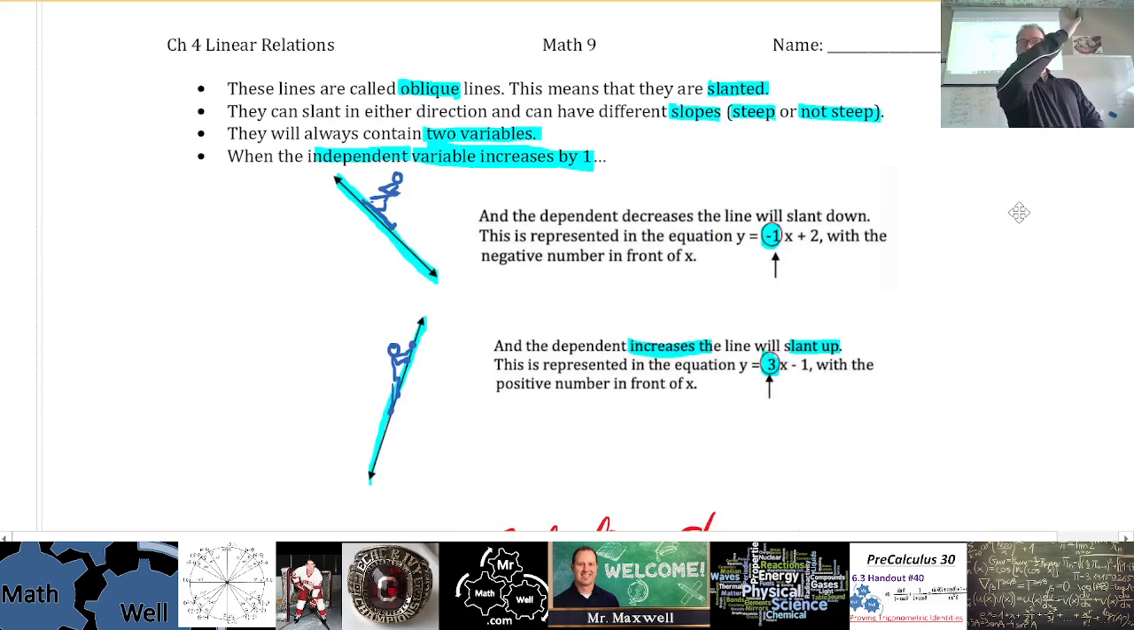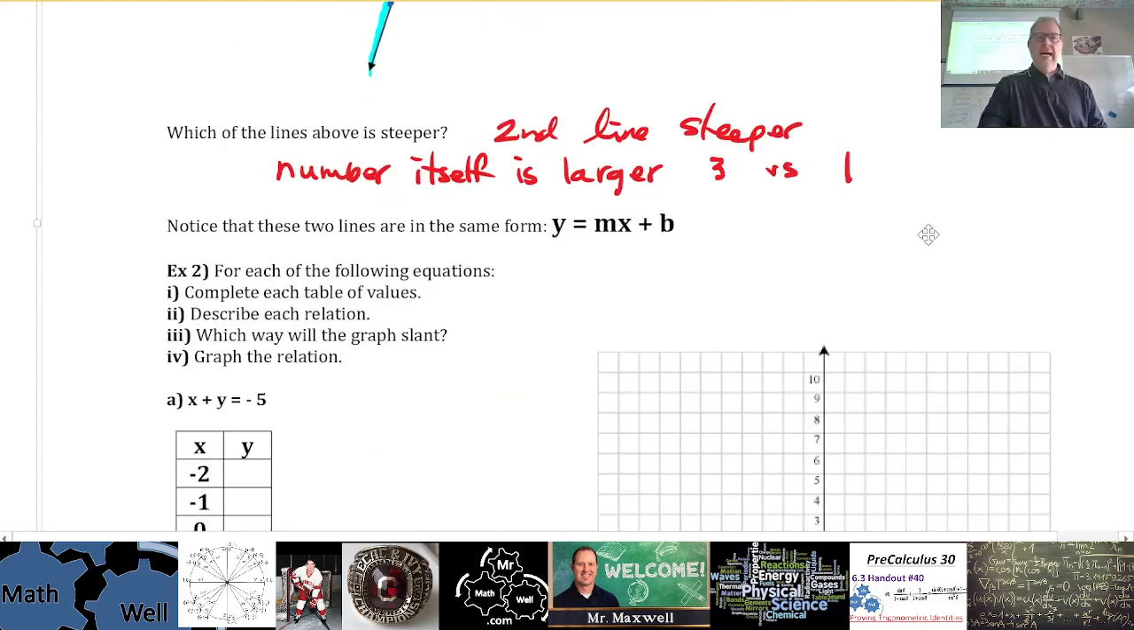Okay. Positive slope, negative slope. Very important. Super important. Okay. Notice that these two lines are in the same form. Let me talk about forms of a line.